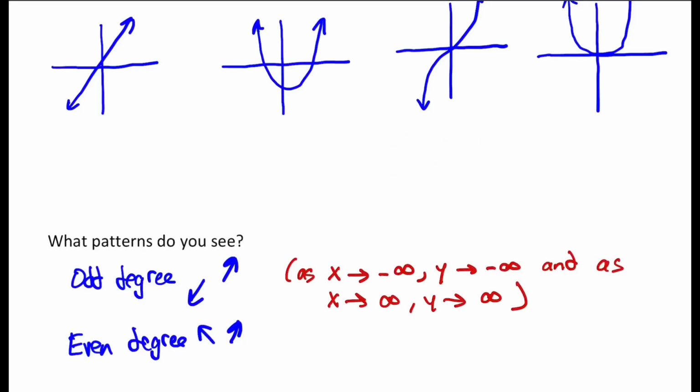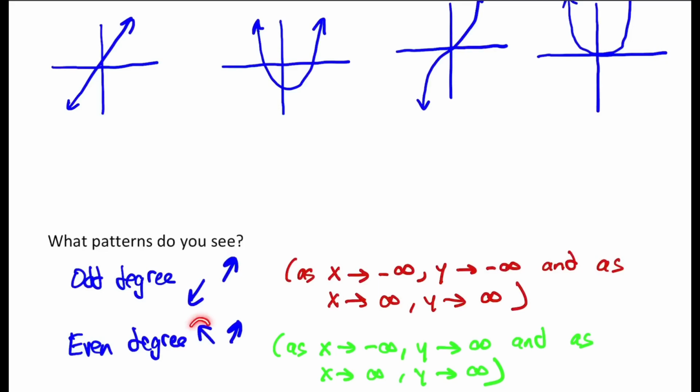All right, so how about the other one? Even degree. As x approaches negative infinity, y approaches positive infinity. And as x approaches positive infinity, y approaches positive infinity. So if you notice, y always goes to positive infinity. So that's why both of these go to positive infinity.